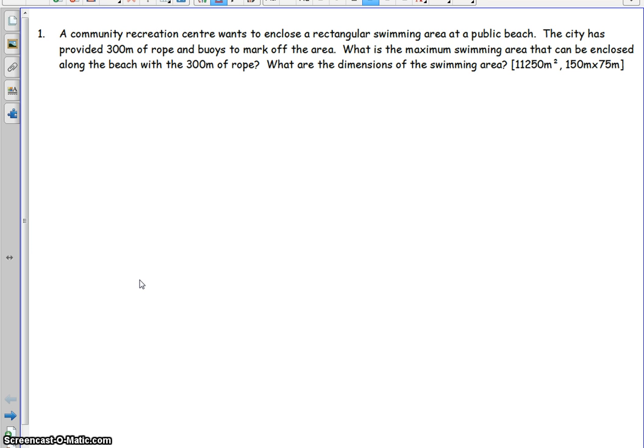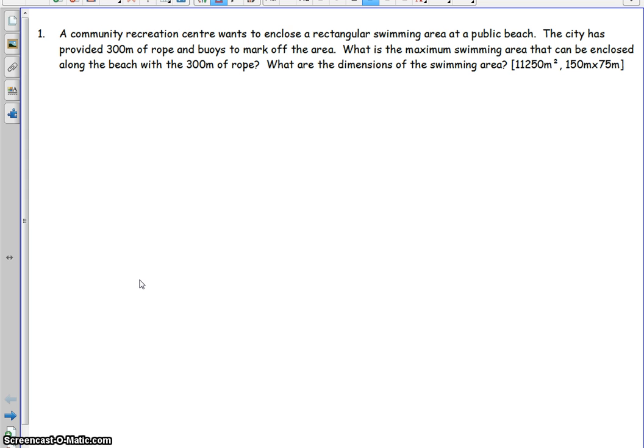So for the first one here, a community recreation center wants to enclose a rectangular swimming area at a public beach. They have 300 meters of rope and buoys to mark off the area. And it says, what is the maximum swimming area that can be enclosed along the beach with 300 meters of rope? So what are the dimensions of the swimming area?